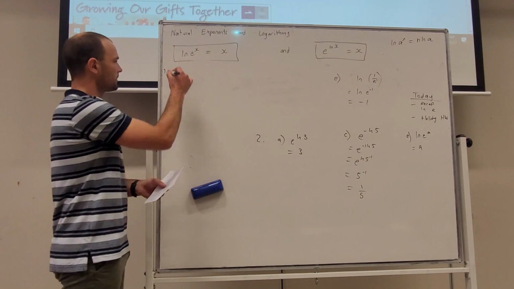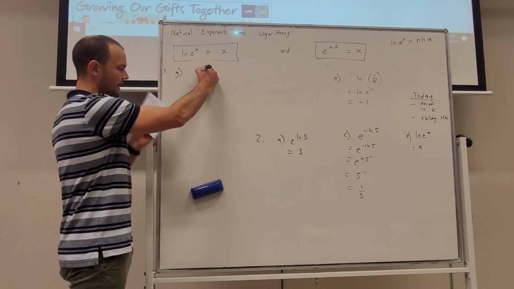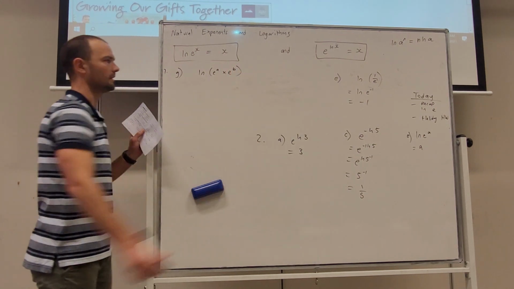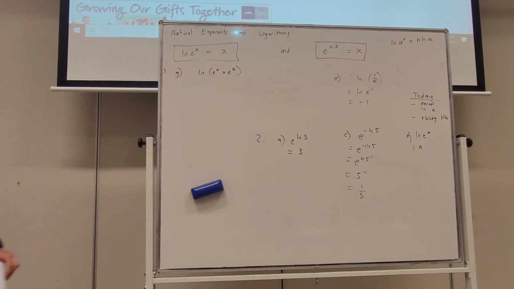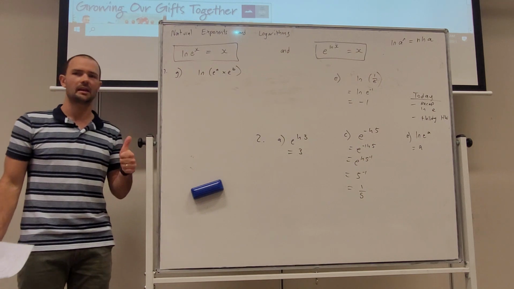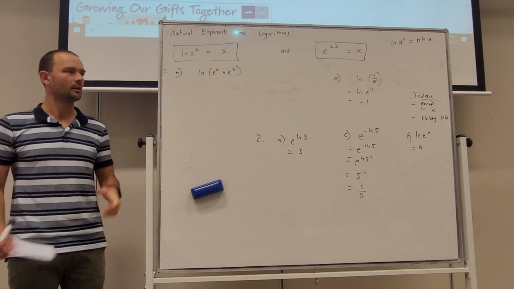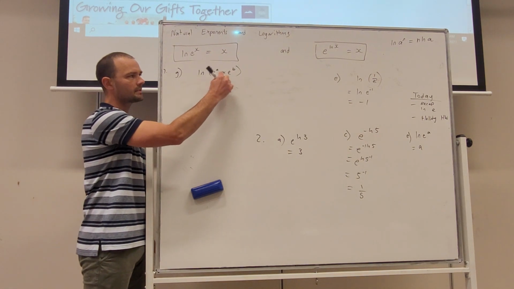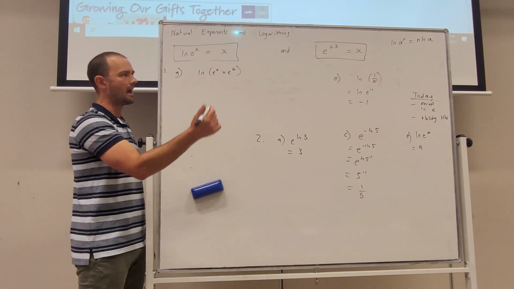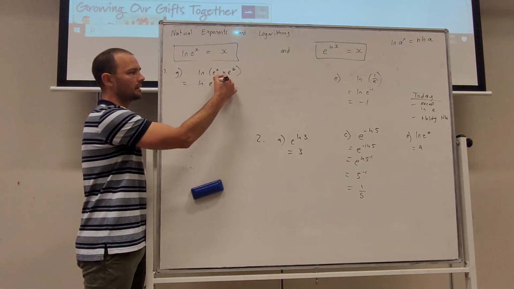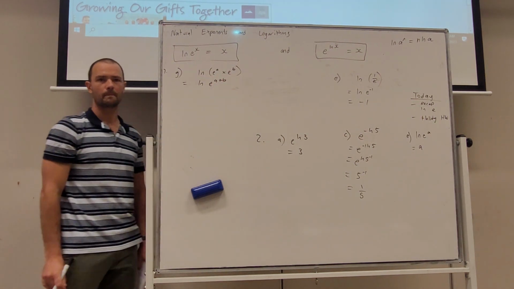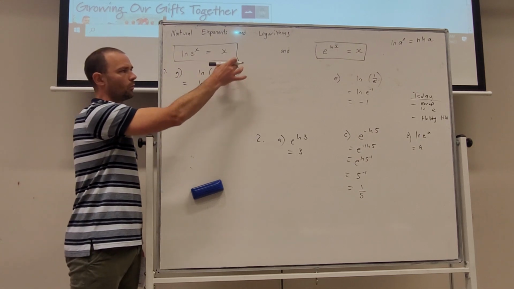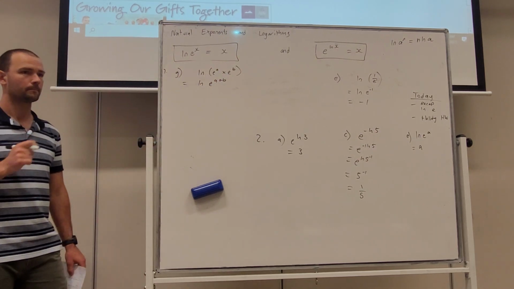Okay, and G, we have ln of e to the a times e to the b. Before we can simplify it, we must express it as a single power of e. So we need to collect them somehow. Now they have the same base, which means we can add the powers. This becomes a plus b. All right, the same base, and so we use the index law where we add the powers together.